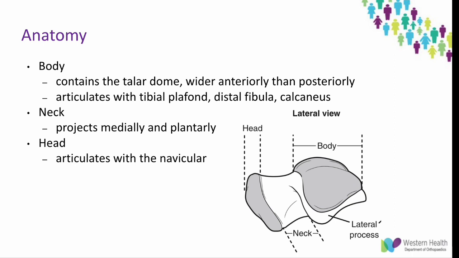The talus is broken down into the body, neck, and head. The body contains the talar dome, which is wider anteriorly than posteriorly, making it more stable in dorsiflexion. It articulates with the tibial plafond, the distal tibia, and the calcaneus. The neck projects from the body medially and plantarly, and the head articulates with the navicular.